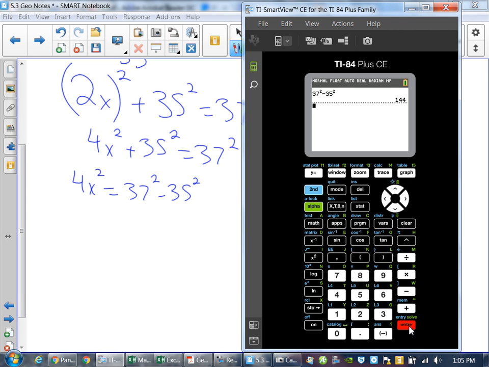Which means I have 4x squared. I can't square root that because what's in front of the x? 4. So you have to divide by 4 first. Okay? In order to make this work, you have to divide by 4.